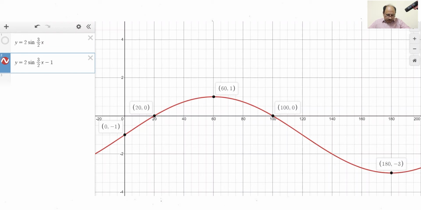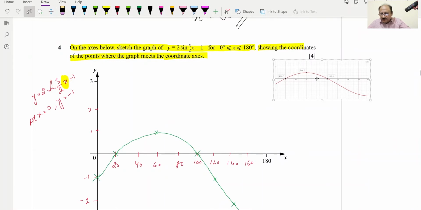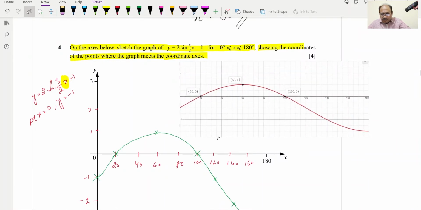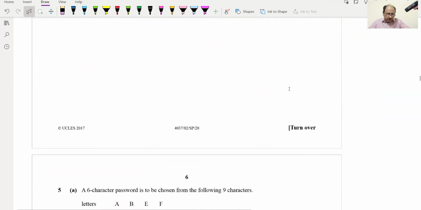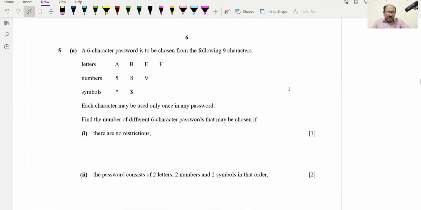Let us go back to the question. This is the same image I have copied over here, and you can see the same points of interception, basically the x intercepts and y intercept. So this is shown over here, and next we can move to question number 5.